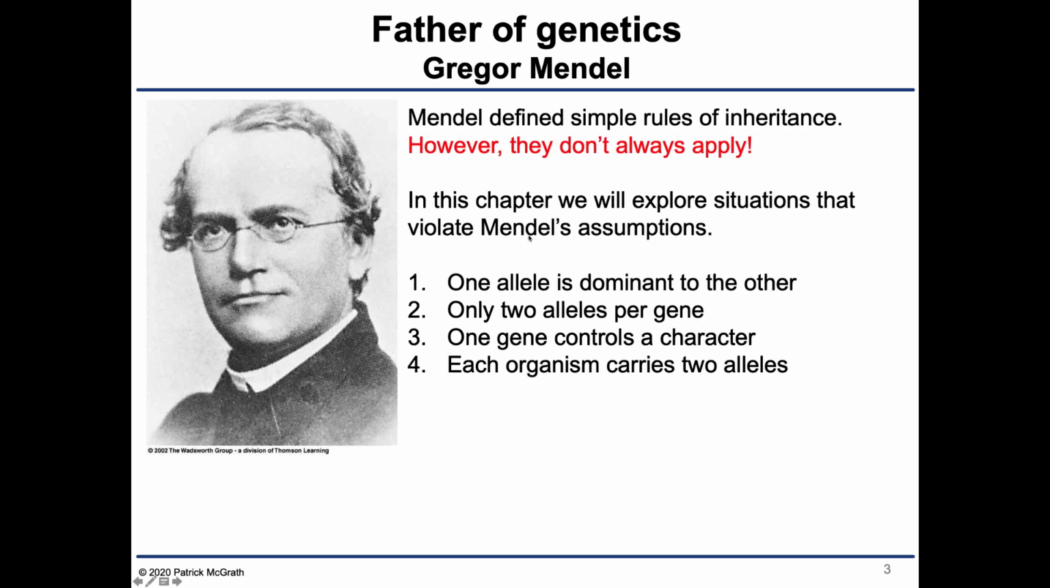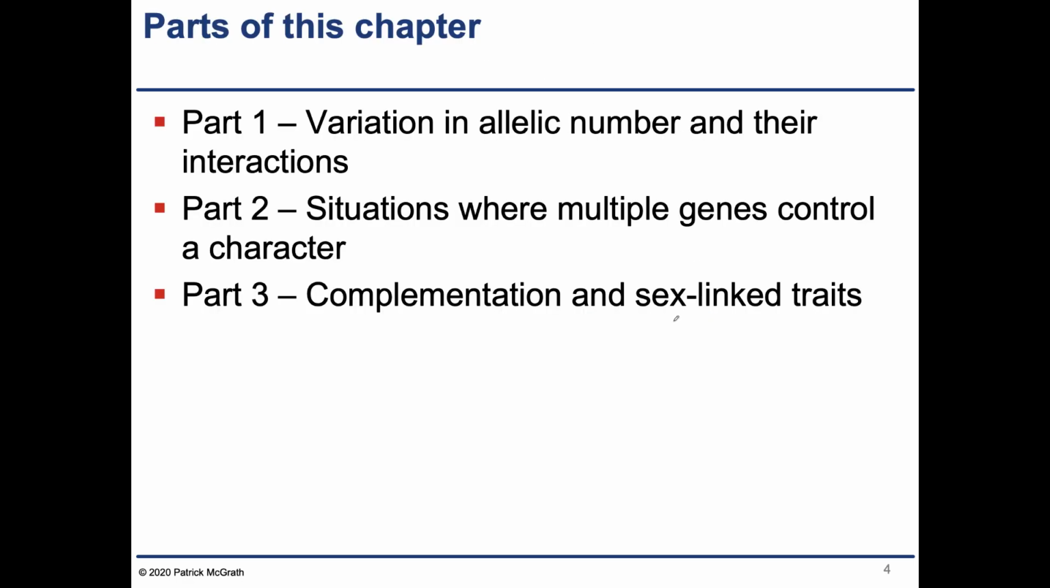So his simple rules didn't always apply, and so the rules that we are going to cover, one is dominance. So one allele is dominant to the other, so that doesn't always have to be the case. And so one way to say that an allele is dominant is to say that AA equals big A, little a. So these genotypes have the same phenotype, and so that's not always the case. You can also have more than two alleles per gene. You can have a situation where more than one gene controls a character, and then each organism carries two alleles. So we'll see how all of these situations occur.